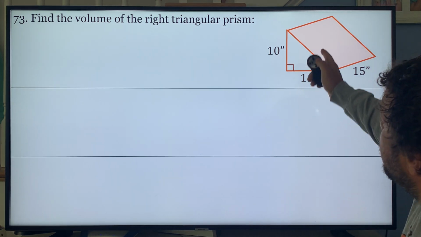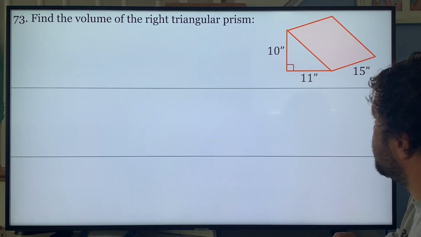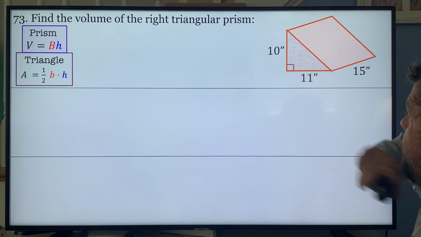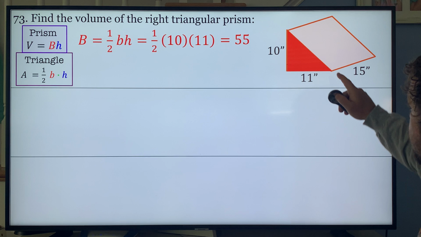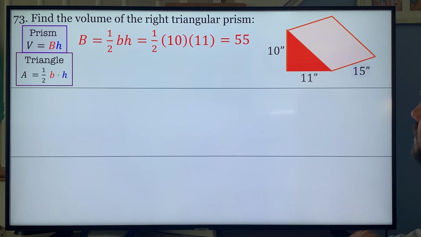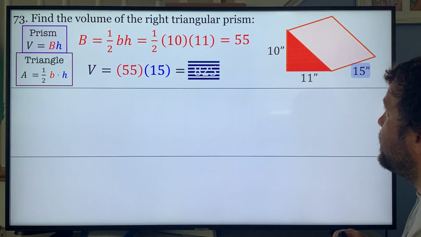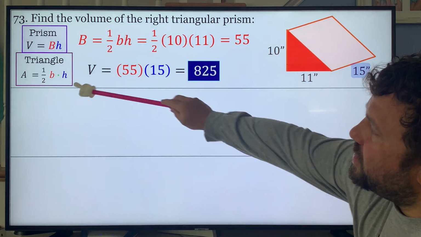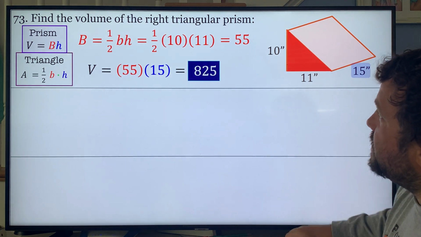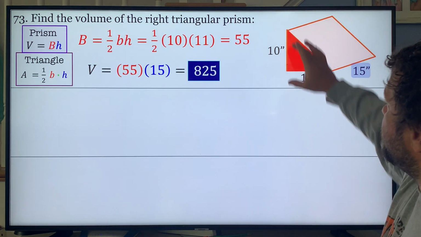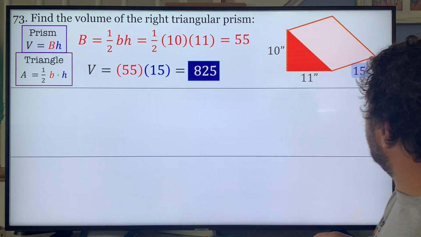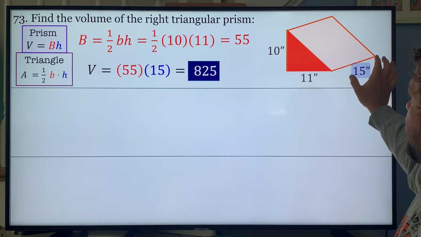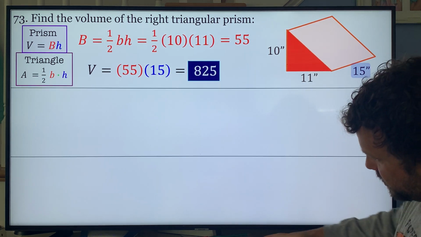Number 73. Another right triangular prism. Again, base times height. Half of 10 times 11 is 55. Distance between the two is 15. Now you may be saying, why aren't these h's the same? Well, this is the height of the triangle. This is the height of the prism. All right, the height of the prism is not included in the triangle ever.